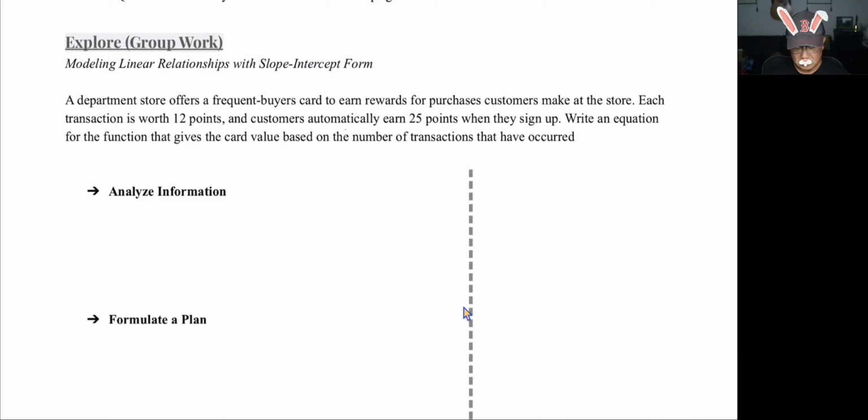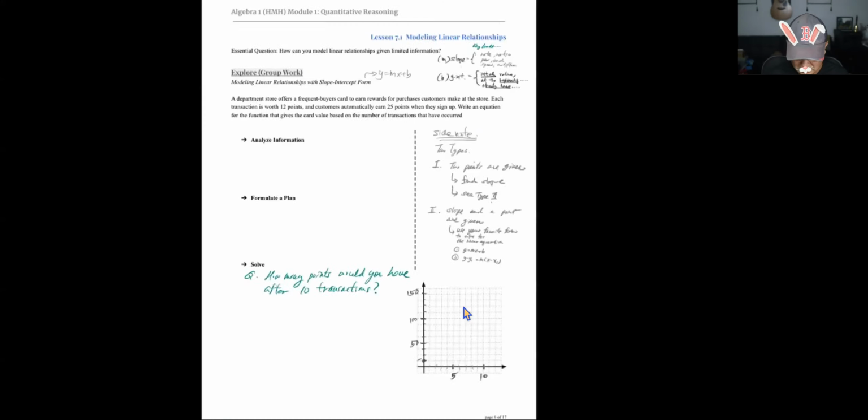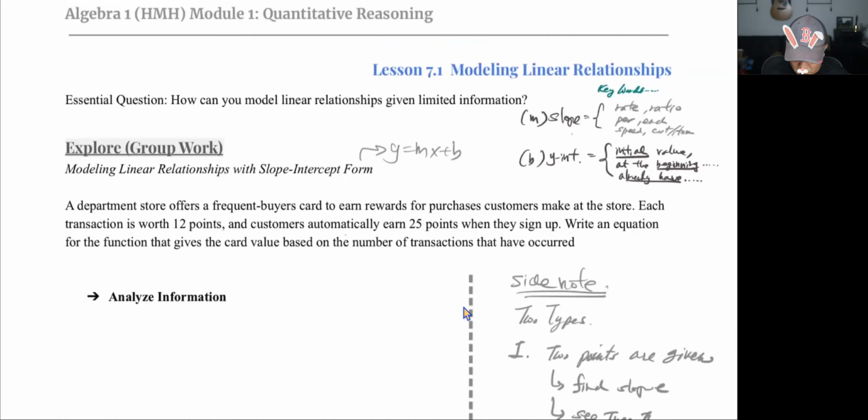Okay? And then customers earn up to 25 points when they sign up. What's another way to say when they sign up? Exactly. It's kind of like saying at the beginning, initial, right? So all these things are kind of important. So here it is, guys. First of all, slope-intercept form is y equals mx plus b. That's the first that you should have had.